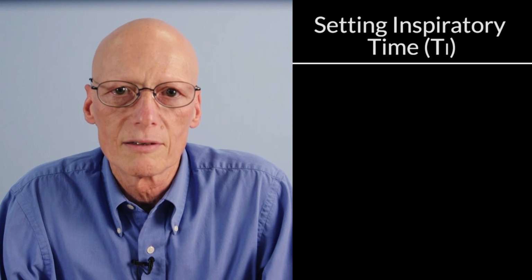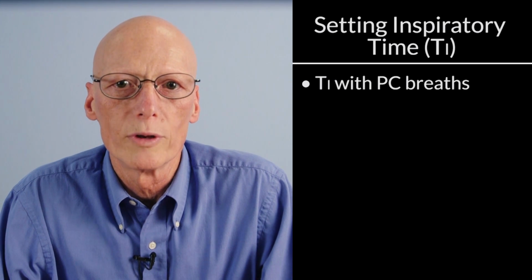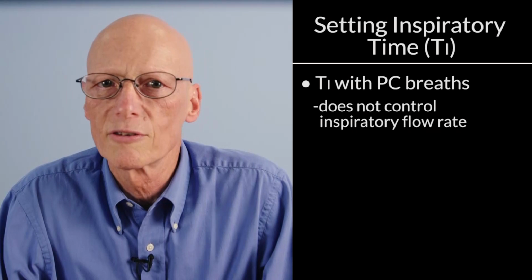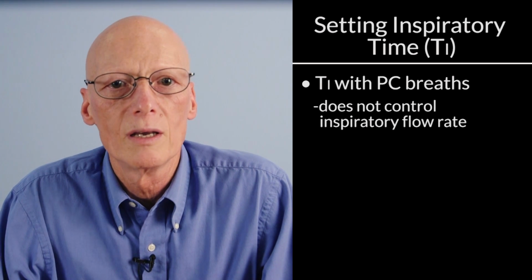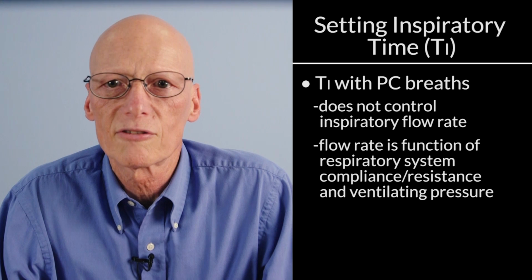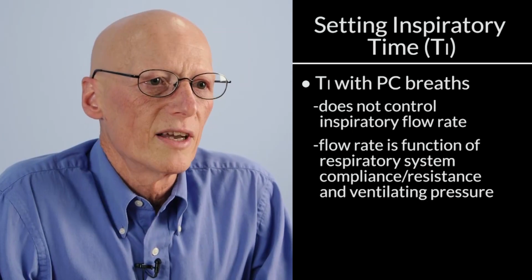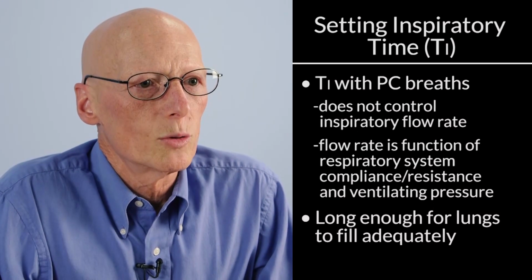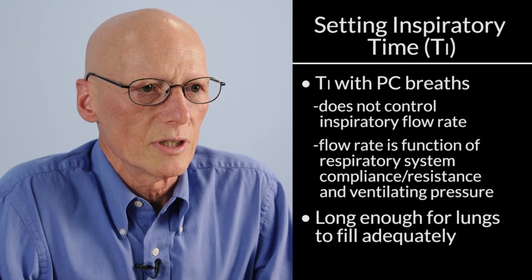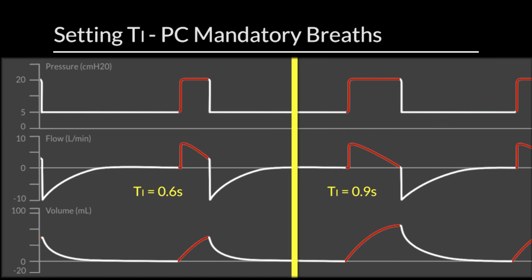It's important to understand that when you're setting inspiratory time in pressure control, the inspiratory time does not control inspiratory flow rate. Inspiratory flow rate is a function of respiratory system compliance and resistance and the magnitude of the set ventilating pressure. We're going to want to set inspiratory time long enough to allow enough time for the lungs to fill adequately. And we're going to be trying to adjust inspiratory time so that the inspiratory flow rate approaches zero somewhere near the end of inspiration. So if you have access to flow graphics, you can use the inspiratory flow waveform to fine-tune the inspiratory time.